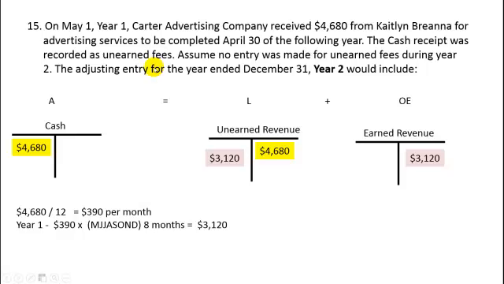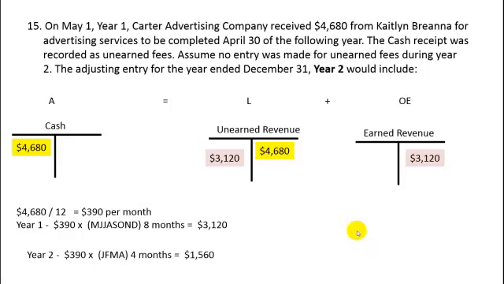Now, the problem says, assume no entry was made for unearned fees during year 2. Well, that's fine. And what they want to know is the adjusting entry for year end December 31st, year 2. So, like I said, every single month that goes by, we're earning $390 of this money, and it should be going out of here and into the earned revenues. But it says we don't make any adjusting entries, so we will have to wait until the end of year 2. And at the end of year 2, here's what we've got.